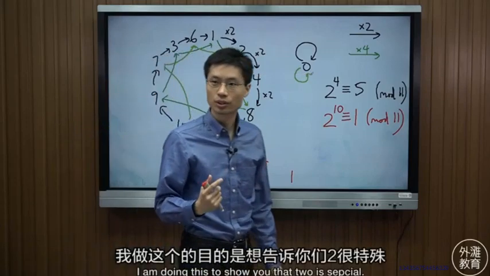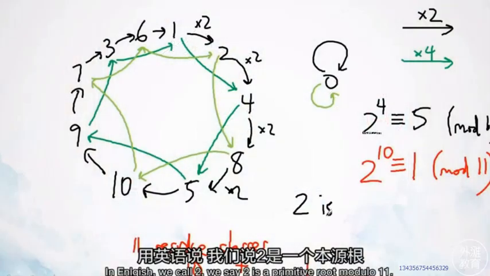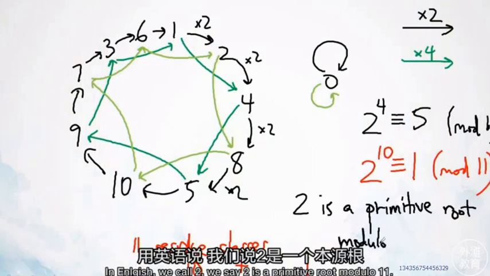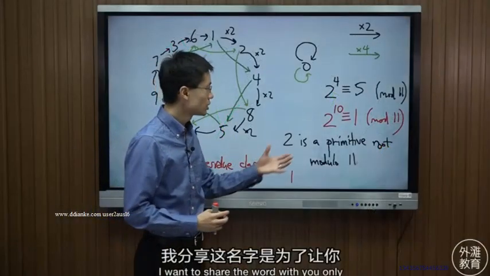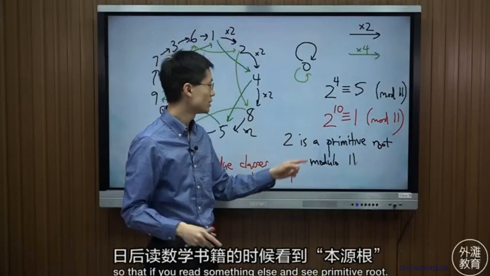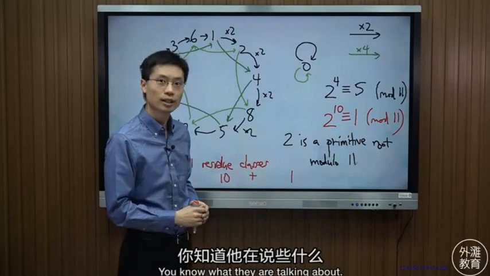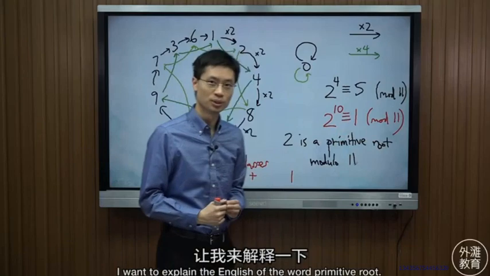I'm doing this to show you that 2 is special. We say 2 is a primitive root, modulo 11. This is just what the word is. I want to share the word with you only so that if you read something else and see primitive root, you know what they're talking about. I want to explain the English of the word primitive root.